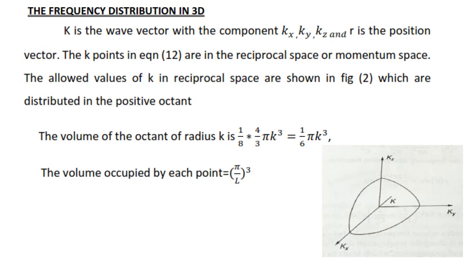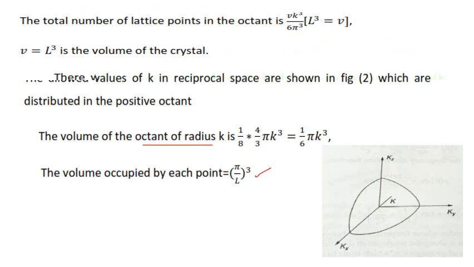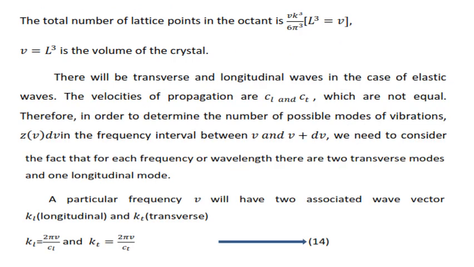Then the volume occupied by each point should be (π/L)³. So the volume of the octant with radius k is (1/6)πk³. The octant is a combination of many points, but for each point the volume should be (π/L)³. Then the total number of lattice points in the octant is νk³ divided by 6π³, where L³ is nothing but V.